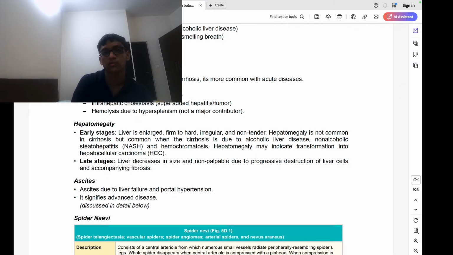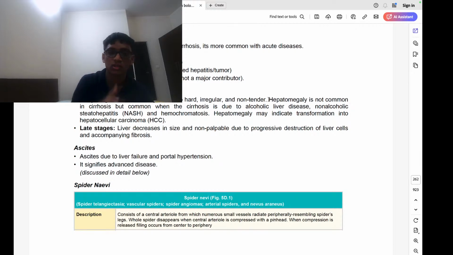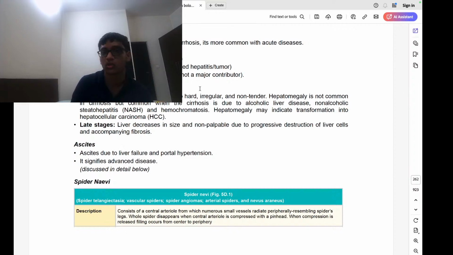Signs of cirrhosis of liver: you have jaundice, not a common feature, it is more with acute diseases. Failure to excrete bilirubin, intrahepatic cholestasis, and hemolysis due to hypersplenism. All of these are mechanisms of jaundice in cirrhosis. Bilirubin will not go, intrahepatic cholestasis will be there, and hemolysis will be there due to hypersplenism, although it is not a major contributor. Superimposed hepatitis and tumor will also cause intrahepatic cholestasis.